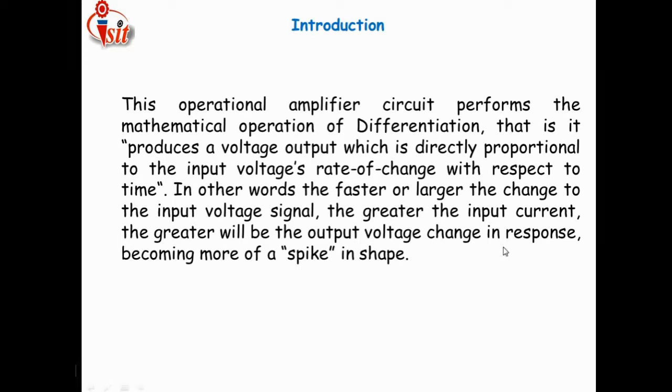In other words, the faster or larger the change in the input voltage signal, the greater the input current, and the greater will be the output voltage change in response, becoming more of a spike in shape. That means during the capacitor charging period and discharging period, the current is in a rising condition and a decreasing condition. Depending upon that, the capacitor will introduce spikes in the waveform.